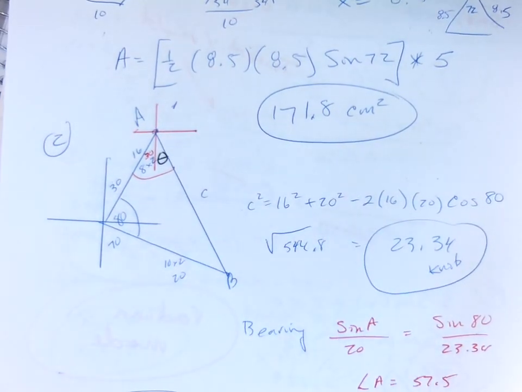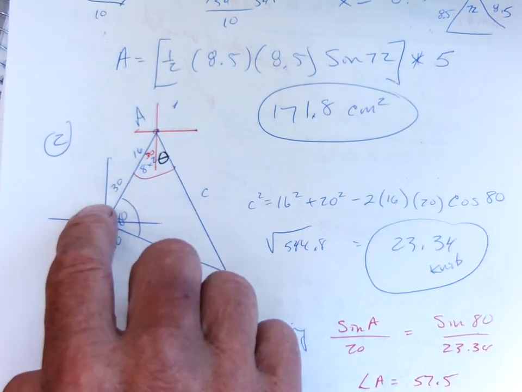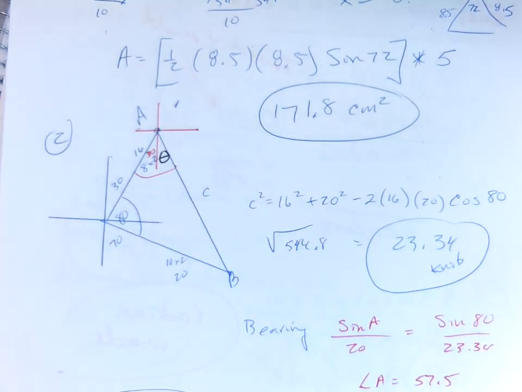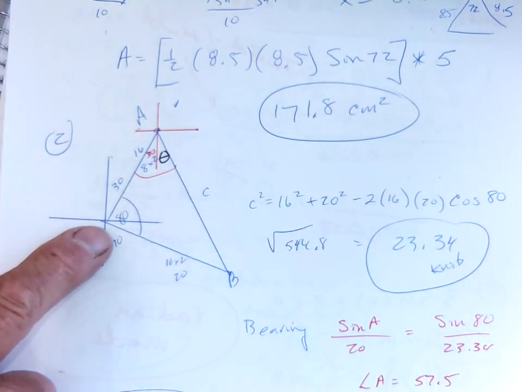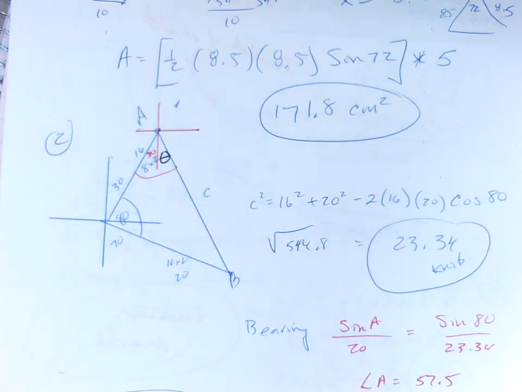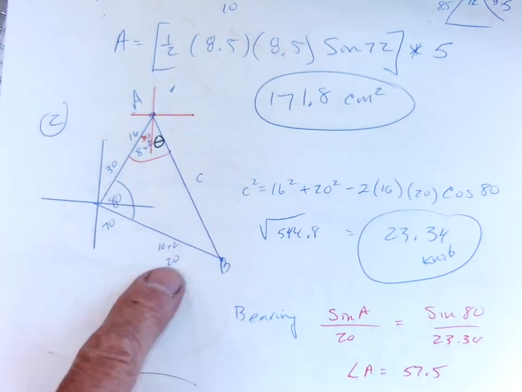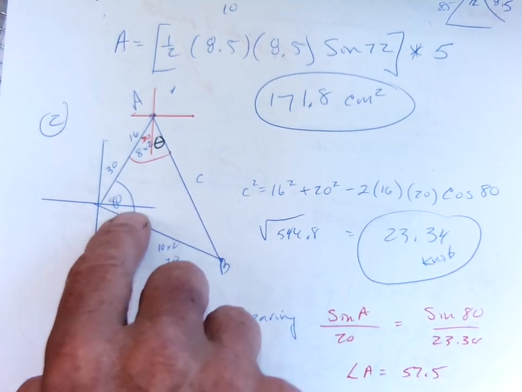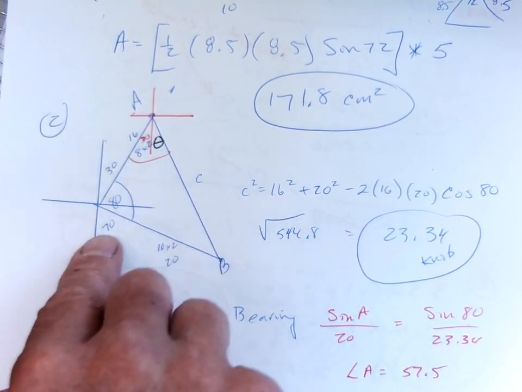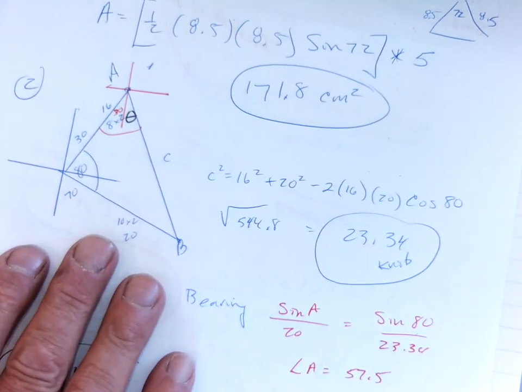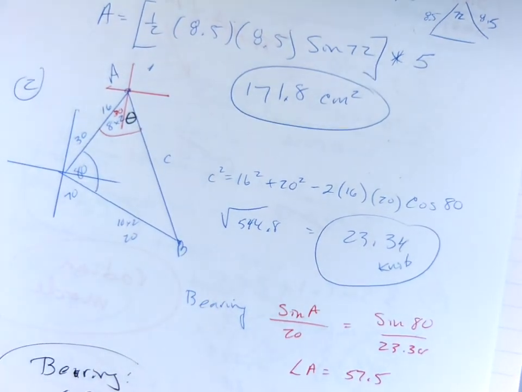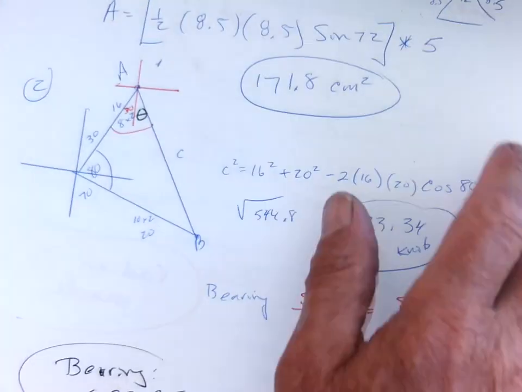Okay, number 2, ship A heads off in a bearing of 30 degrees towards the east. Ship B heads off a bearing of 70 degrees towards the east. They go for 2 hours, so that's going to be 16 knots and 20 knots. The angle between is 80, because I know 180 in a straight line. So I just used the law of cosines, and I wound up getting 23.34 knots for this length.